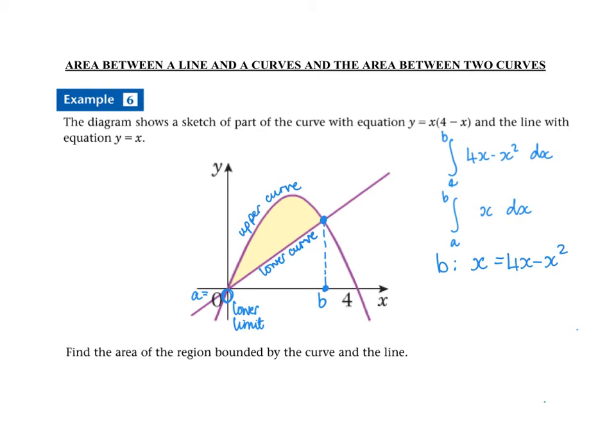Take everything onto one side. So we're going to get x squared minus 3x is equal to 0. Factorise that, we get x times (x minus 3), and we can see that x can equal 0, but it can also equal 3 as well. So b must be equal to 3. So we've got our limits now.